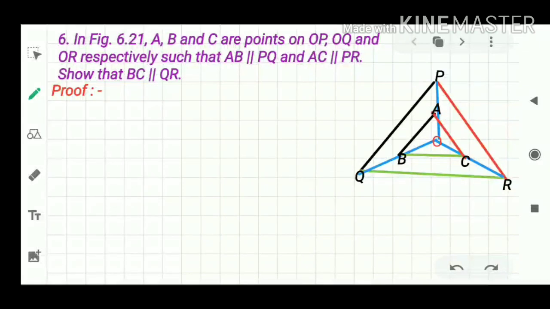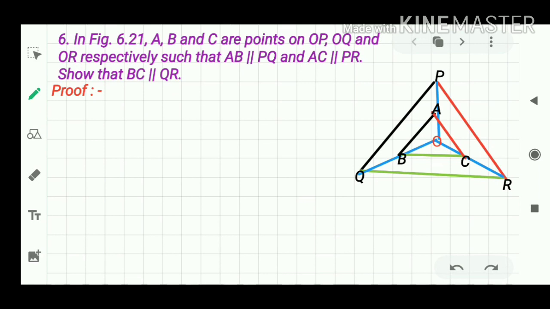Write the question number 6. In triangle PQR, A, B, C are points on OP, OQ and OR, see the figure, respectively such that AB parallel PQ and AC parallel PR. Parallel lines are shown in the same color. Clearly you can see in the given figure. So that we have to prove BC parallel QR.